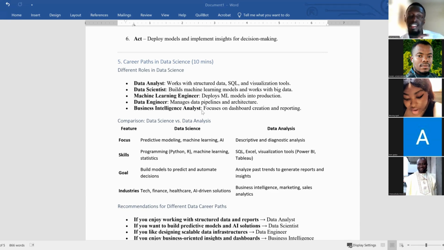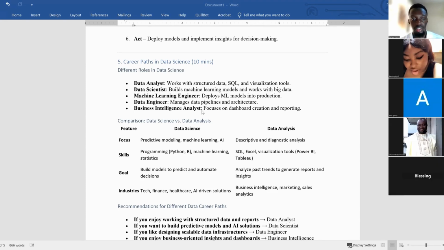Then we have data scientists. Data scientists, they do the amazing, the sweet stuff like building machine learning models. All right. I'm working with big data. All these AI models, LLMs, ChatGPT. Data science is like the bedrock. So if you're interested in stuff like that, then you are in the right place. Okay. Then we have the machine learning engineer. They deploy models, the models that are being built by data scientists.